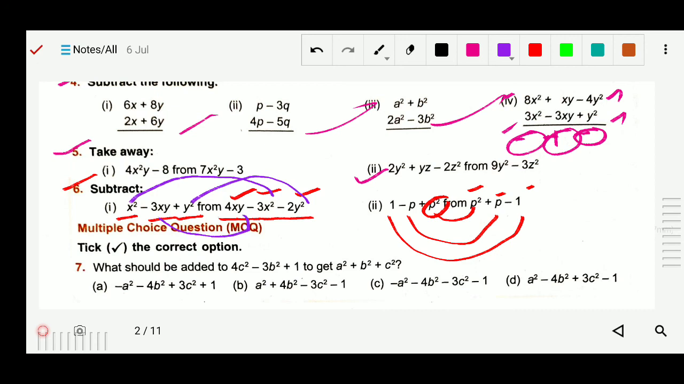Okay. Now next I am going to solve question number 7. What should be added to 4c square minus 3b square plus 1 to get a square plus b square plus c square? It means that in this expression, how much should we add to get a square plus b square plus c square? So simply we will subtract from this to this. We will subtract: a square plus b square plus c square minus 4c square minus 3b square plus 1.